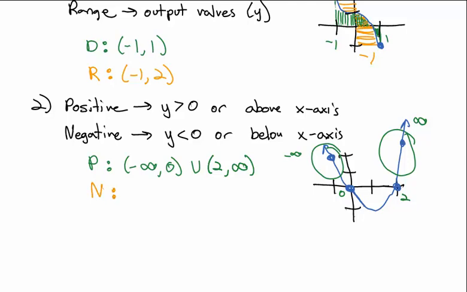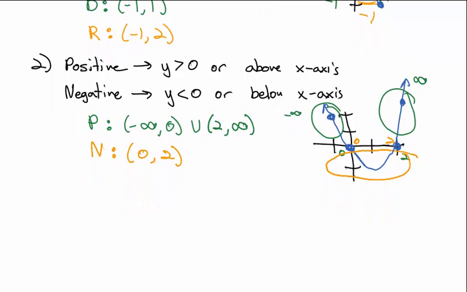Negative then is when the graph is below the x-axis, or this middle stuff. We always describe things by the x-axis. The x-coordinates are its location. So in terms of x, we're below the x-axis between the x-values of 0 and 2. So we're negative from 0 to 2. That's the second. So first we had domain and range. Next we had positive and negative.